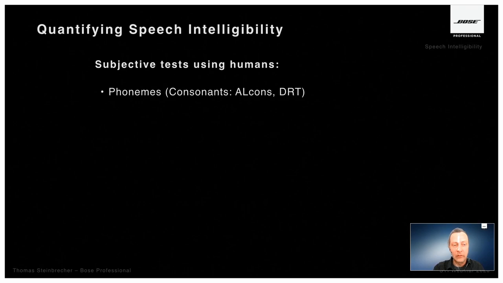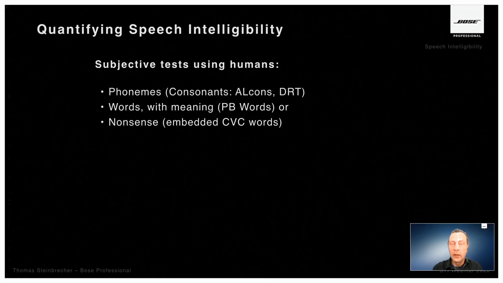So there are tests, for example, the articulation loss of consonants, that you can subjectively test using humans. You can also test for complete words, not just for the phonemes. If you test for words, they could be words that have a meaning, or they could be nonsense words, where it's really important to understand the word without understanding it from the context. And by the way, for both of these methods, both meaningful or nonsense words, it's important that they are embedded in what we call a carrier phrase. I will talk about that in just a minute again. The next step would be to not test for words, but check for complete sentences. Sentences are read to the listener and it is evaluated whether the complete sentence has been completely understood.